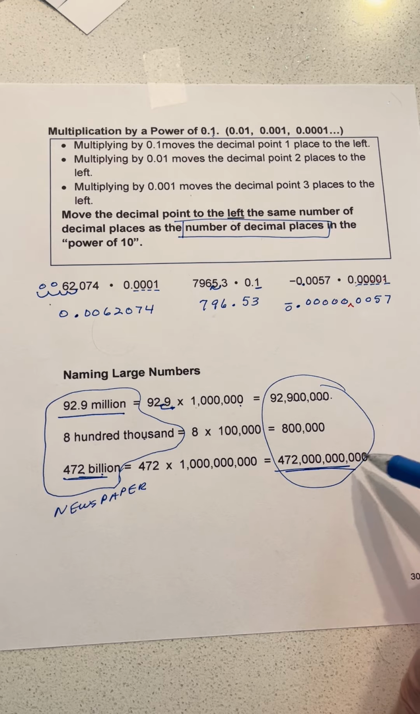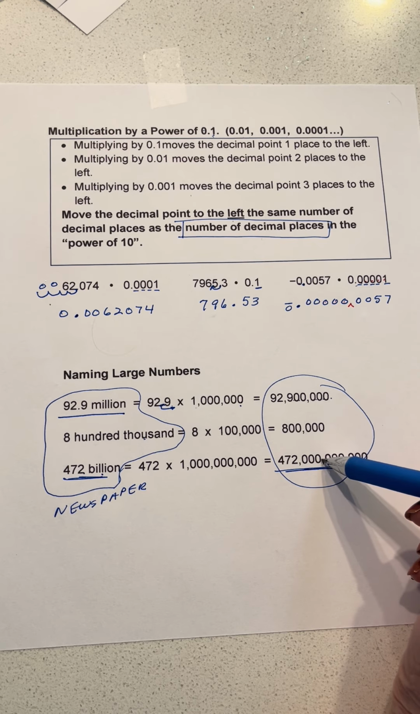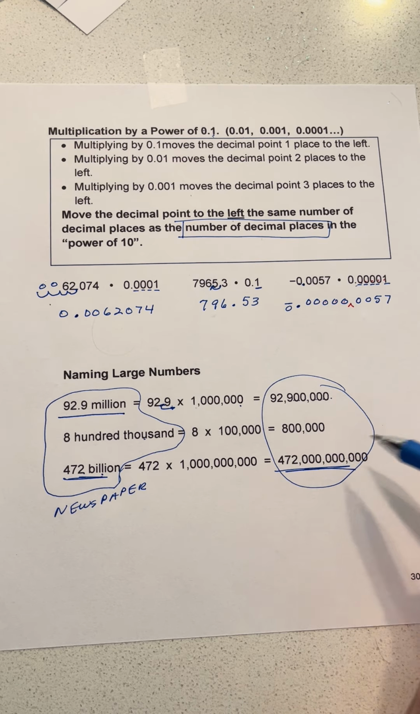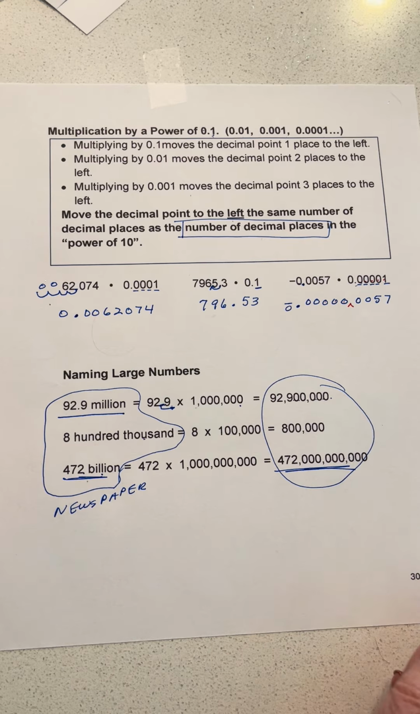A lot of people would have to say, I don't know what that is. Well, here's thousands, millions, billions. But if you have it written like this, then you know. So that's just a little shortcut.